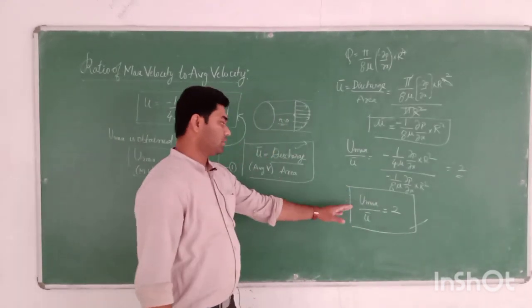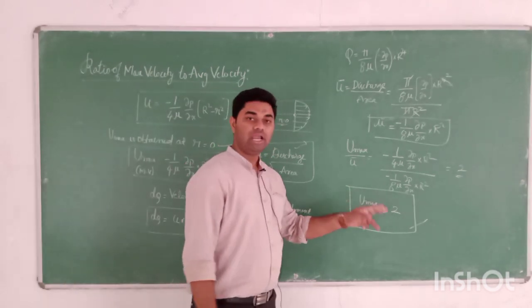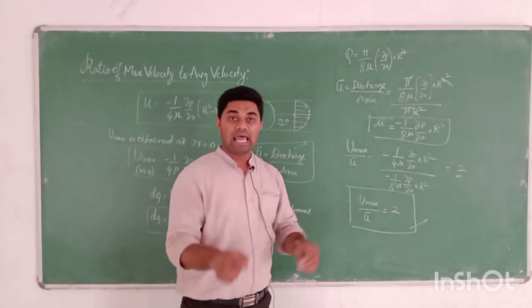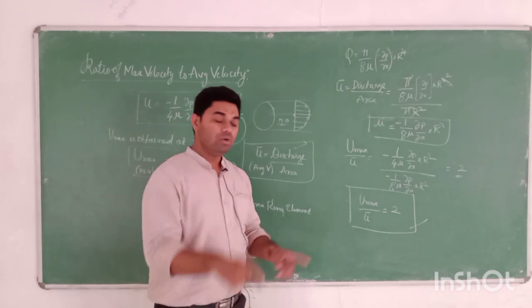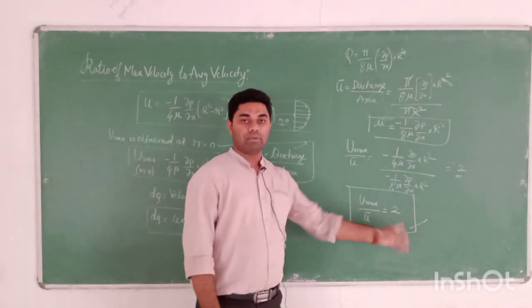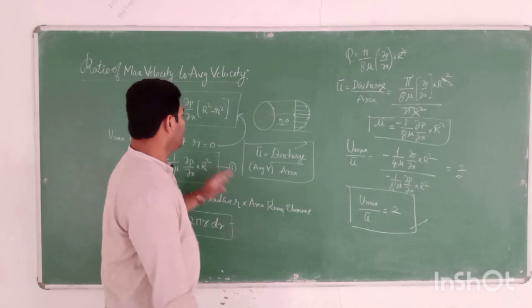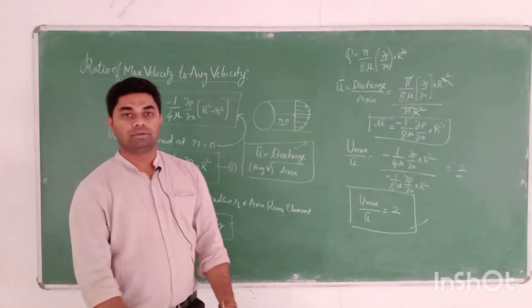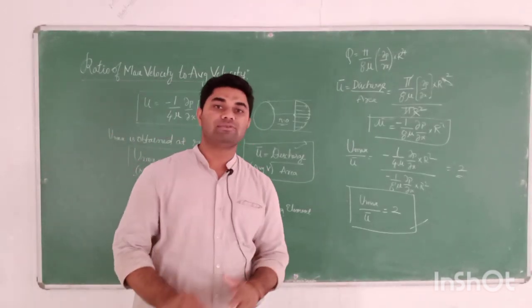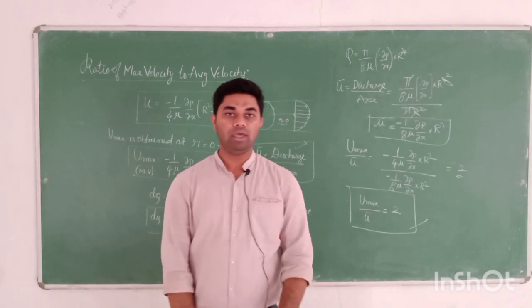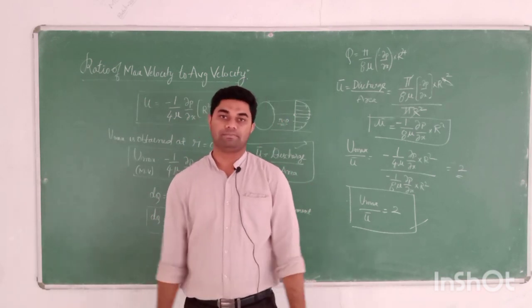The ratio of maximum velocity to average velocity in laminar flow through a circular pipe is nothing but 2. Okay, clear with the concept? So now let us move to the next concept.